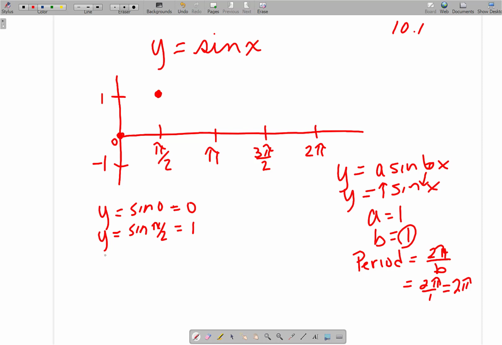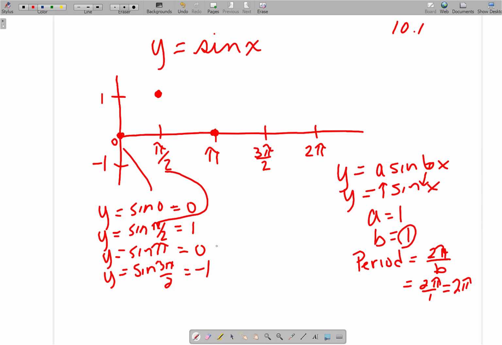Then we do y equals the sine of pi. Notice we're just taking each of these values and putting them in here. Sine of pi is equal to 0, so we're back to 0. Now let's do y equals sine of 3 pi over 2, and that's going to equal -1. So we go down to -1. And then lastly, we do y equals the sine of 2 pi, and we get 0.